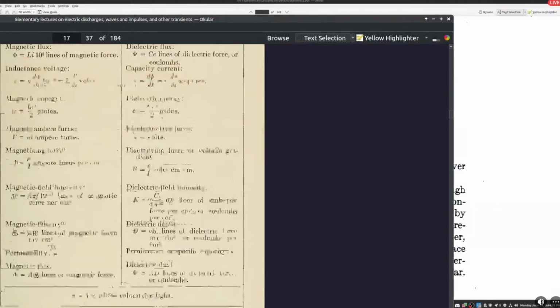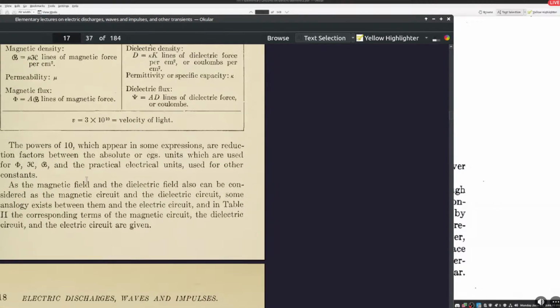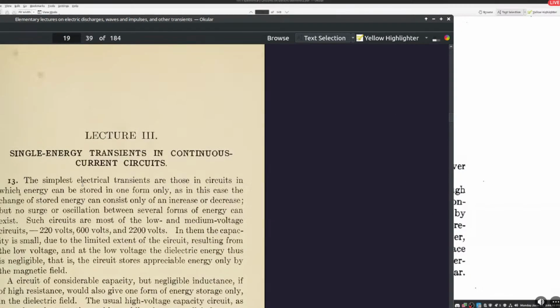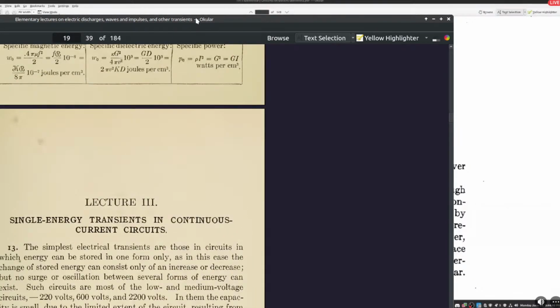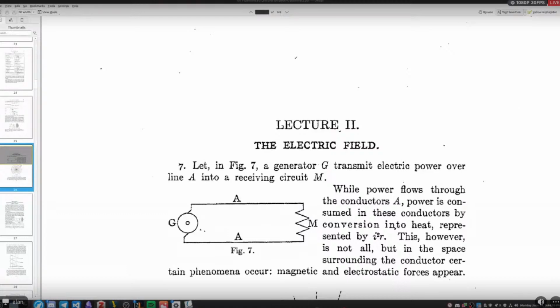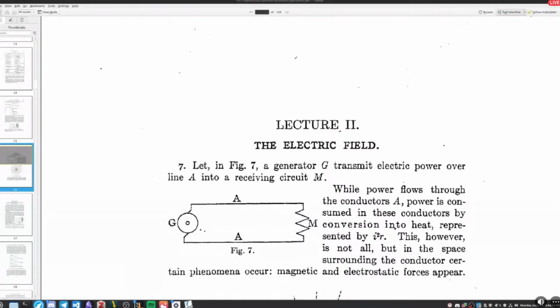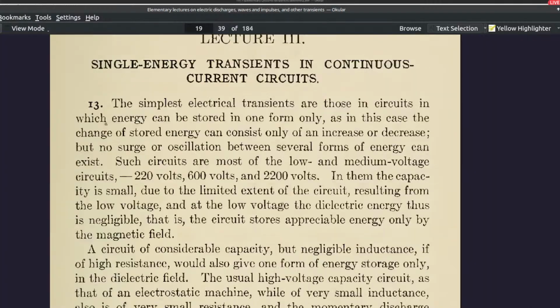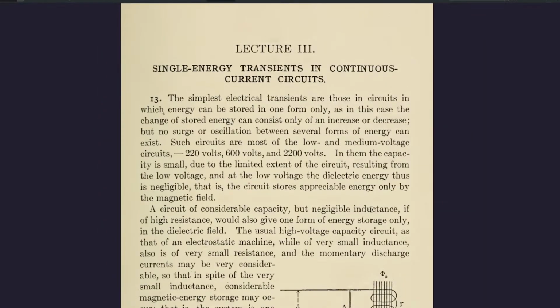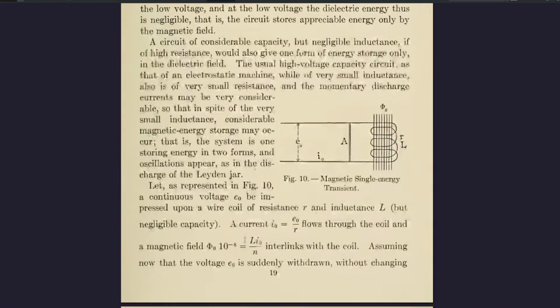In them, the capacity is small due to the limited extent of the circuit, resulting from the low voltage, and at the low voltage, the dielectric energy thus is negligible. That is, the circuit stores appreciable energy only by the magnetic field. A circuit of considerable capacity but negligible inductance, if of high resistance, would also give one form of energy storage only in the dielectric field.